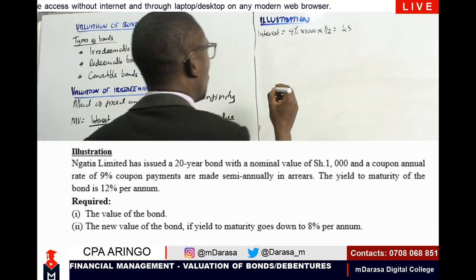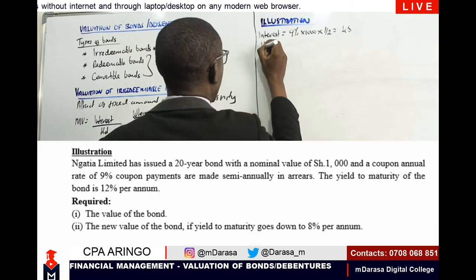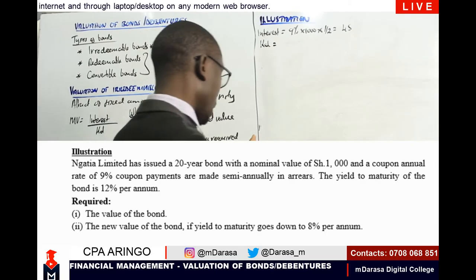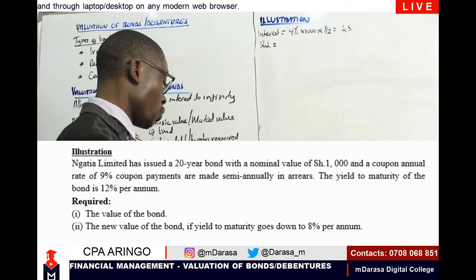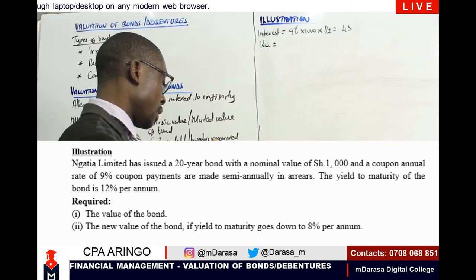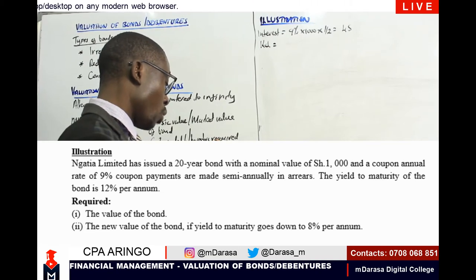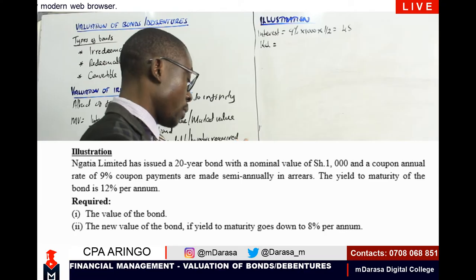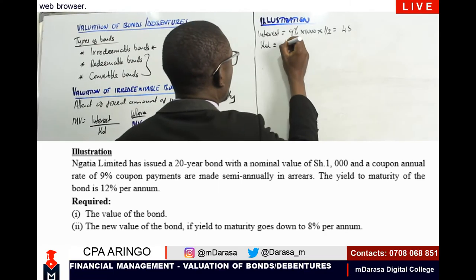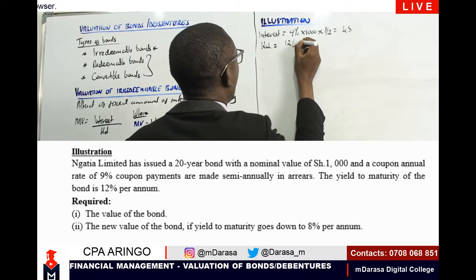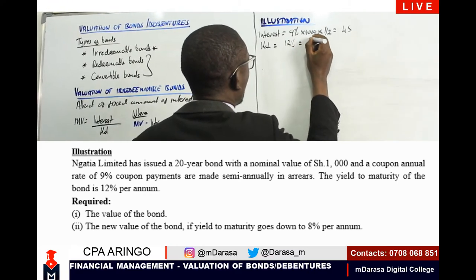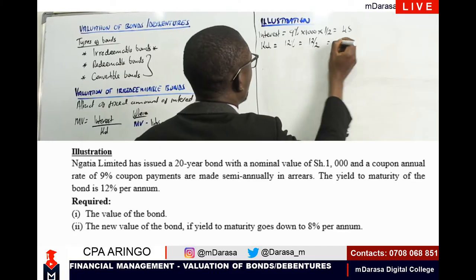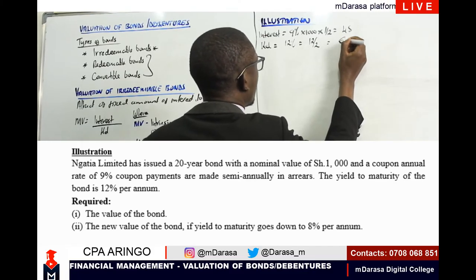What about our cost of debt, KD? We are given a cost of debt of 12% per annum. If it is 12% per annum, what about semi-annual, for half a year? We divide 12 by 2 to give us 6%.